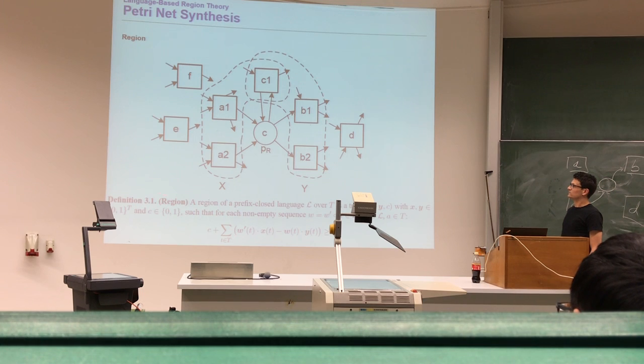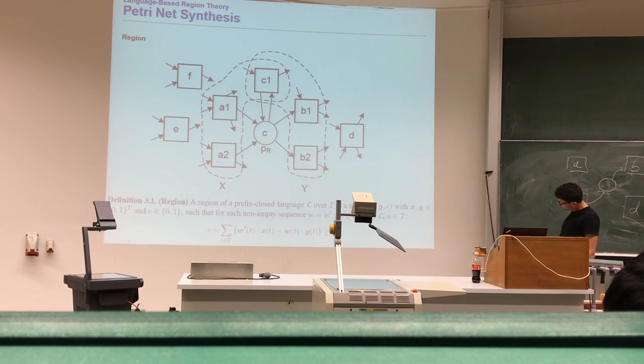Definition 3.1, region. A region of a prefix-closed language L over T is a triple (x, y, c), with x and y being binary vectors over T and c being either 0 or 1, so that for each non-empty sequence w = w' concatenated with a in L, by the way, a mistake by the author of the paper, which is not me, such that w' is in L and a is in T, such that c plus the sum over t of (w'(t) times (x(t) minus y(t))) is bigger than or equal to 0.